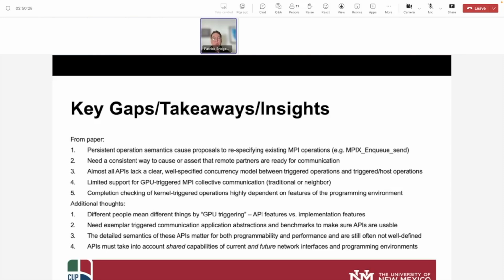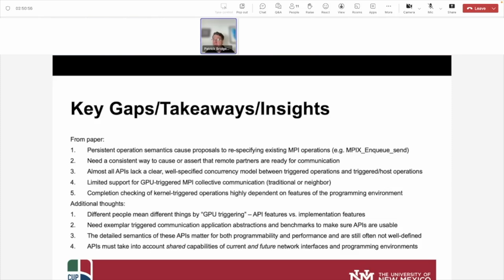And so, we looked at this a lot and had some takeaways that I'd like to at least briefly talk about. One, persistent, and in many cases, these are gaps in MPI. And it's one that Ryan hinted at when he talked about persistence in partitioned communication, is that the persistent operation semantics cause proposals to re-specify existing MPI operations.